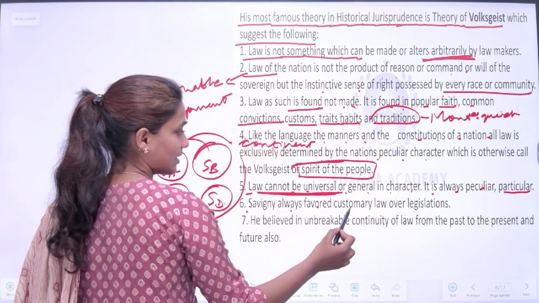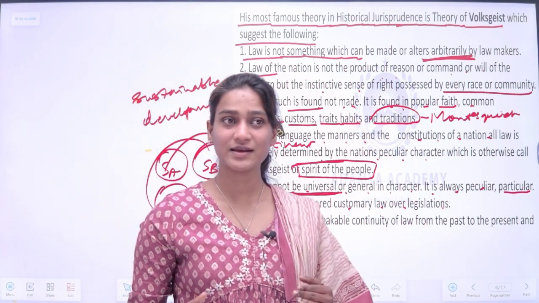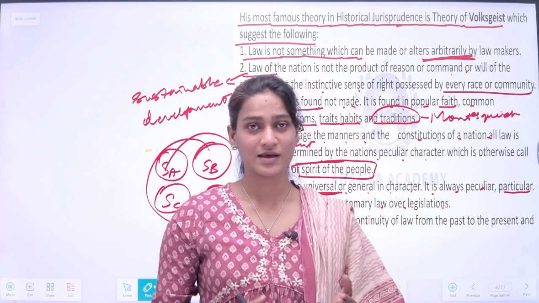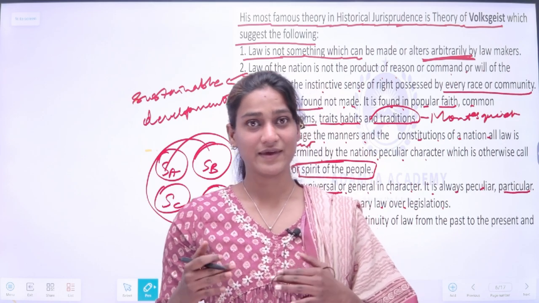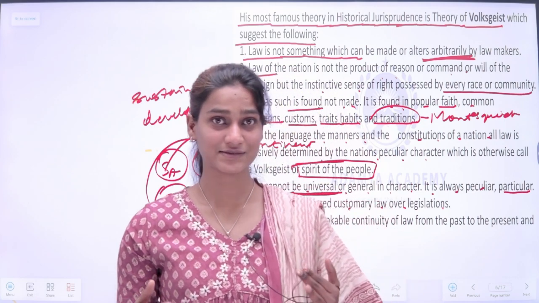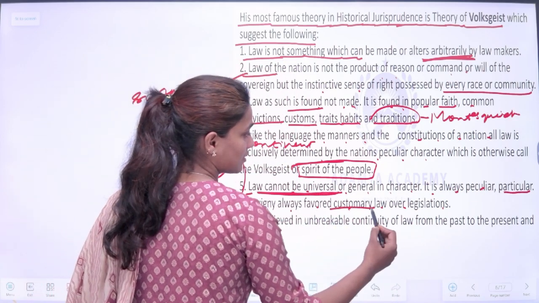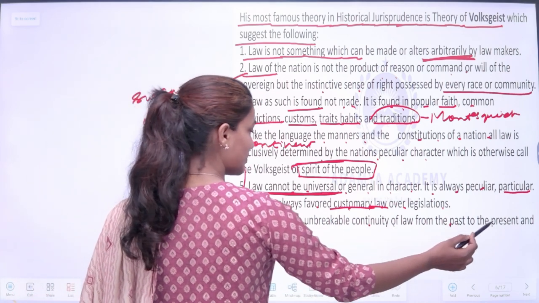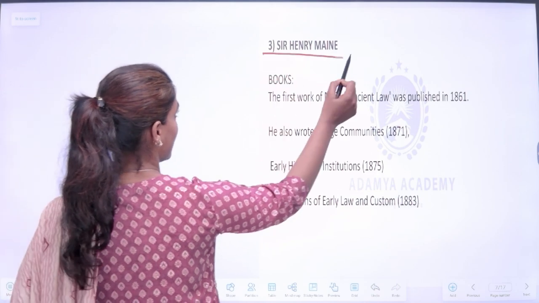Savigny always favored customary law over legislations. This I have told you in previous class that there was a very heated debate between analytical school as well as historical school related to customs. Analytical school has said that customs are not a valid source of law, whereas in historical school of jurisprudence, Savigny has considered custom as a valid source of law. So, Savigny always favored customary law over legislations. He believed in unbreakable continuity of law from the past to the present and future also. Sir Henry Maine.